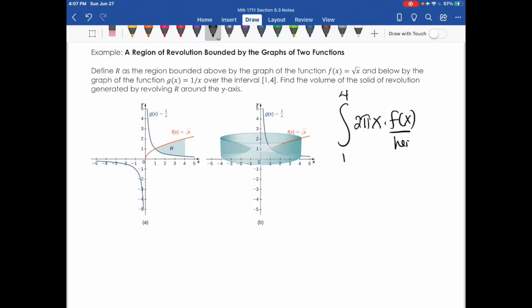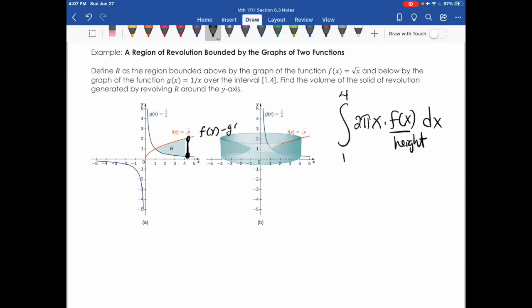So because we're rotating this around the y-axis, we want everything in terms of x. So our interval is going to go from 1 to 4, and we have 2 pi x times the function f of x, and this represents the height of that cylindrical shell. Because the axis of revolution is the y-axis, the radius of the shell is just going to simply be x, right? It's from the center, from the y-axis out, it's going to be that value of x. That will be our radius. So we don't need to make any adjustments with that x for our radius.